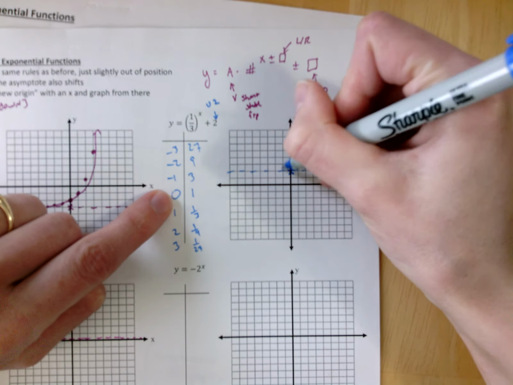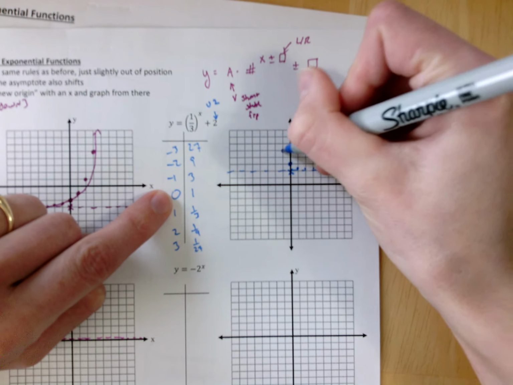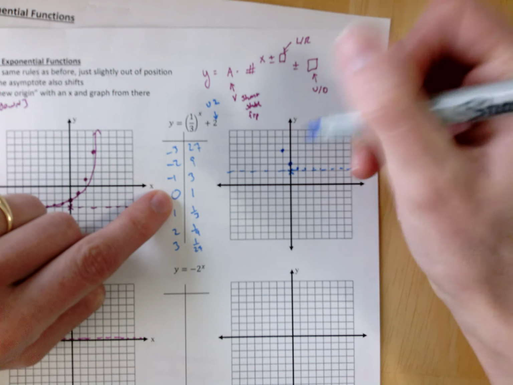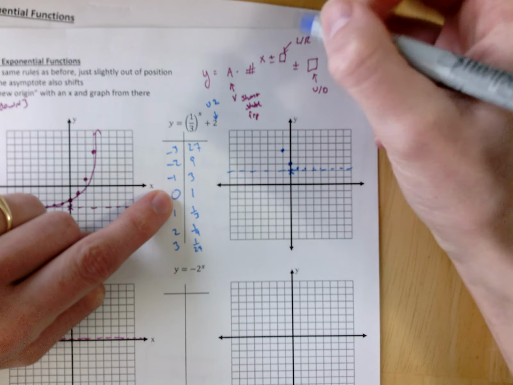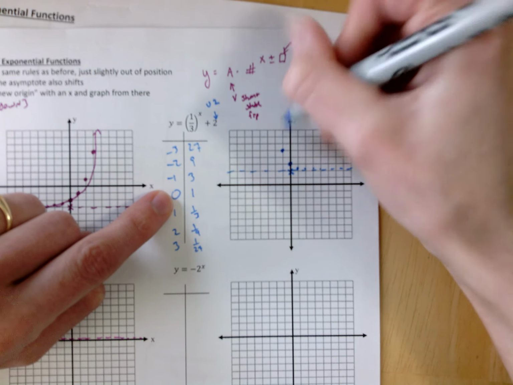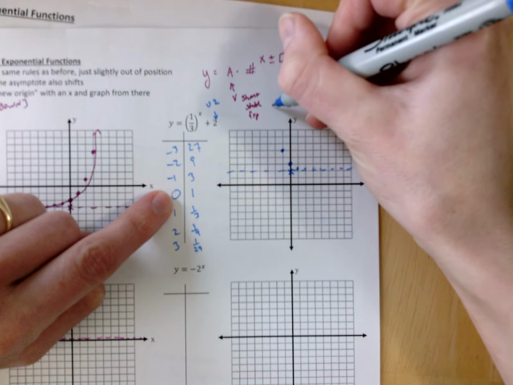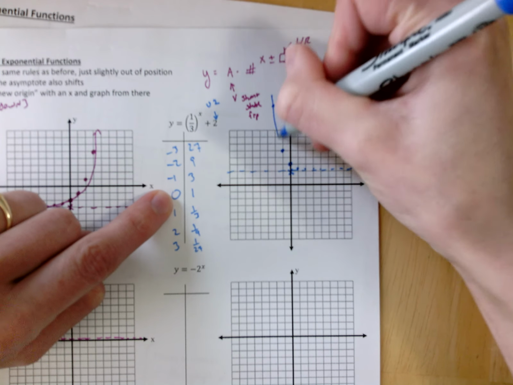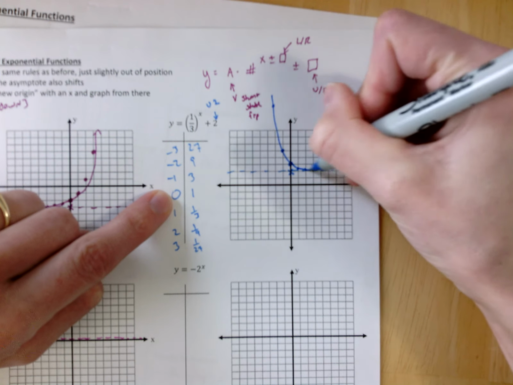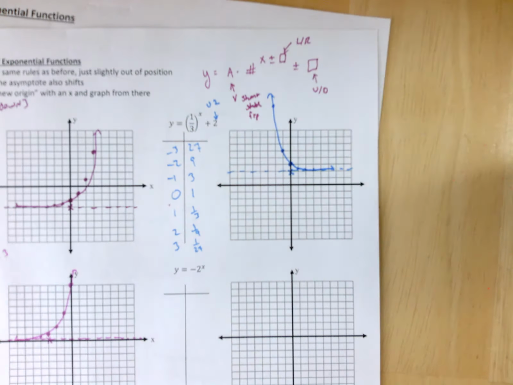Going this way, -1, 1, 2, 3. Don't forget, you're starting from the x. I know I keep saying that, but don't forget to start from the x. Okay, and then 9 would be somewhere up here-ish, right? Just to give me an idea of how to draw this. There we go.